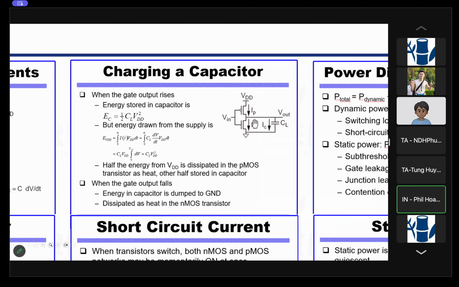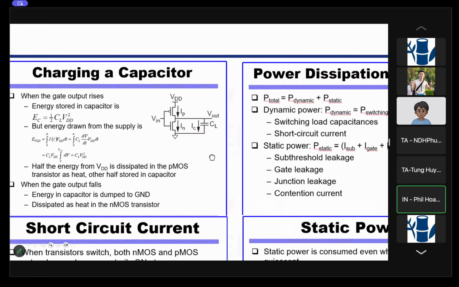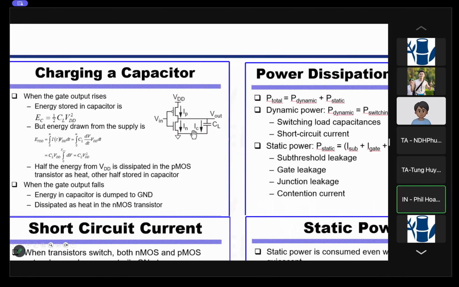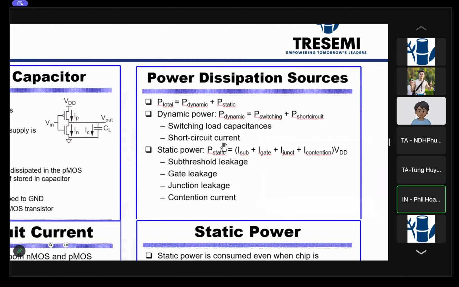Likewise, if you discharge the C_L when V out goes from 1 to 0, then you go through the N transistor. So the energy is dumped into ground. Half of C_L VDD squared is dumped, and half of it is dissipated in this N transistor as heat. These are dissipation as heat. These energies affect the battery, but you'll learn that later on.